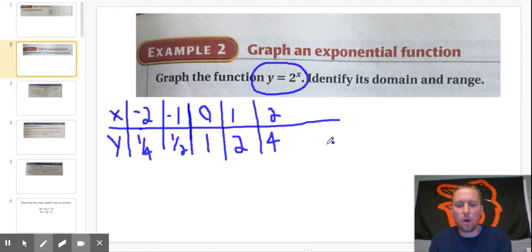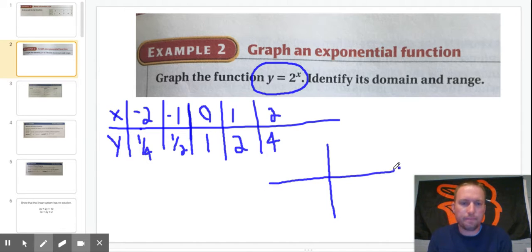Unfortunately, I don't have graph paper, so I'm going to do my best. Here is 0, 0, the origin. I'm going to graph the points, and you can do it in any order that you want. If I have 0, 1, I'm going to start here. 0, 1 would be right here.